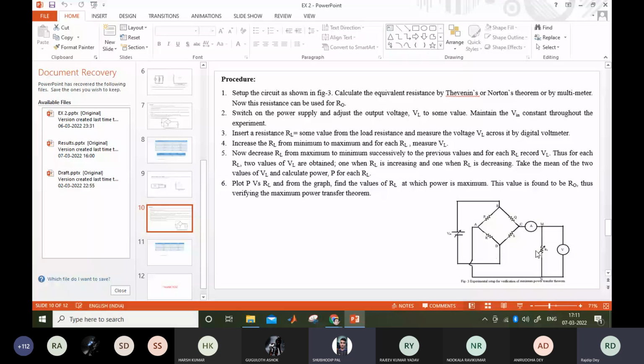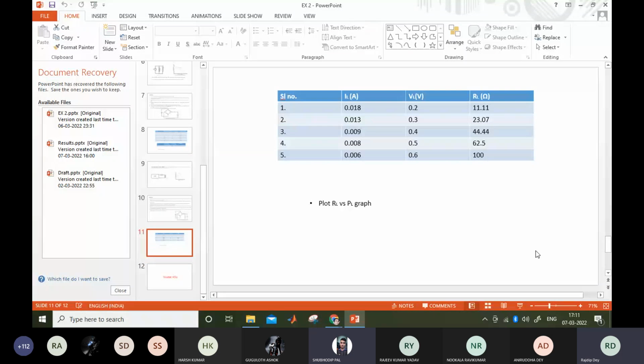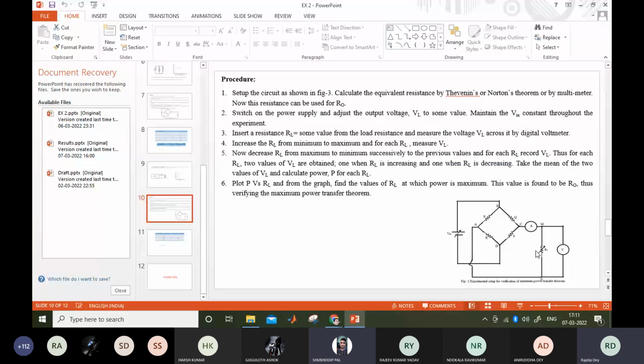So this is the table, this you need to complete. Again the same table you can see IL, VL, RL, that we have already done. So with this table you can do this experiment. So that is over up to this. So any confusion regarding this?